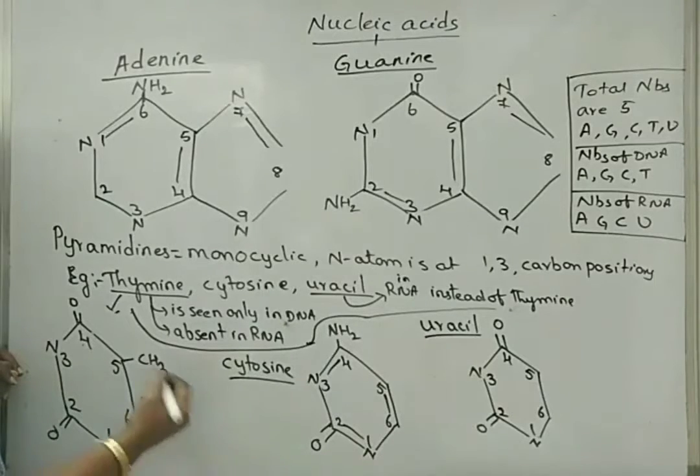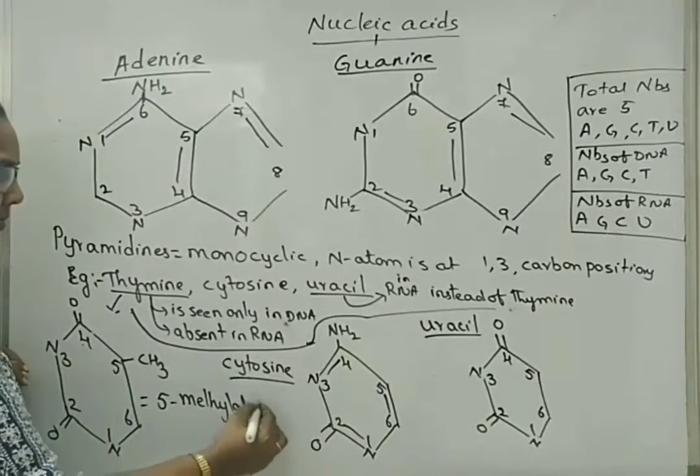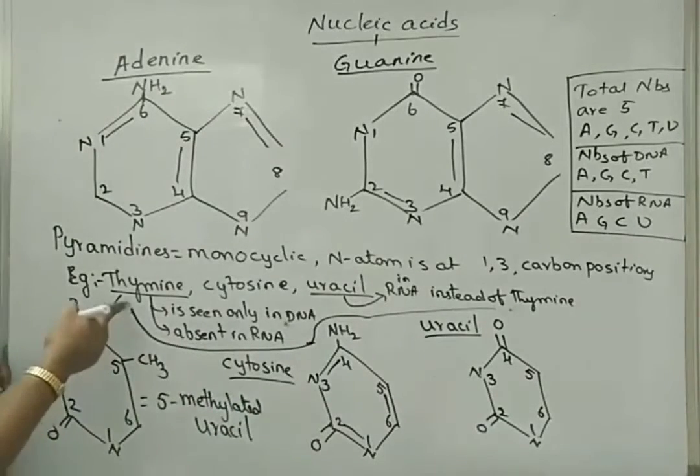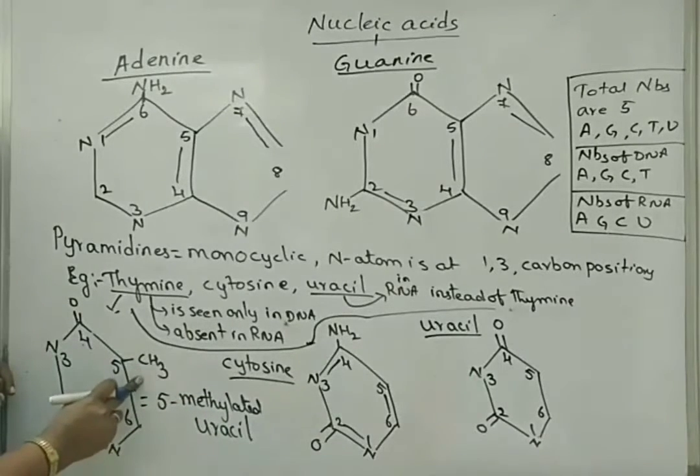Five means 5th carbon position. 5-methylated uracil. We can also use this other term for thymine, 5-methylated uracil, because the complete biochemical structure is the same or similar to that of uracil, but thymine is having only one extra methyl group at its 5th carbon position.